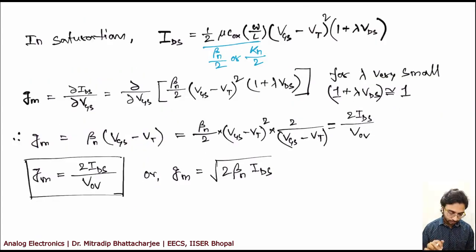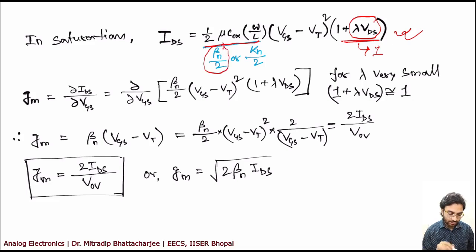Just to give you an idea, I have shown you this plot. Now in saturation, your equation for current is this one: IDS equal to half into mu Cox W by L (VGS minus VT) whole square into (1 plus lambda VDS). But for very small lambda, this is almost equal to 1 because you can neglect this term, as I already said in previous slides. And this part you can replace with beta n by 2 or kn by 2. I am using beta n by 2 in this case.